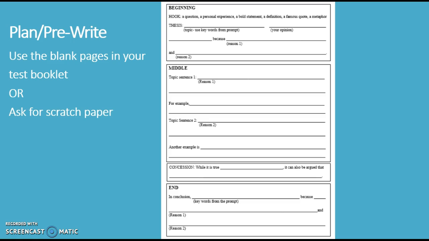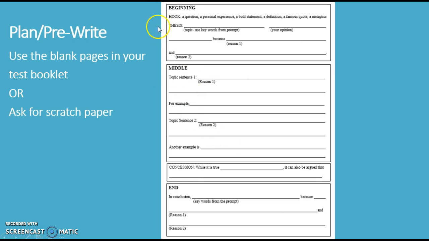So planning and pre-writing. This is where you're going to get your organization, right? Your thesis statement and those details that you're going to use as your evidence to support that thesis. So you have two choices when you're testing. You can use the 2 blank pages in your test booklet. It will tell you which pages those are. Or you can raise your hand and ask your test administrator for a piece of scratch paper. So either one is fine, but use paper to do your planning. Do not start writing on the lined paper in your answer document. I want you to use the paper in your test booklet or scratch paper.